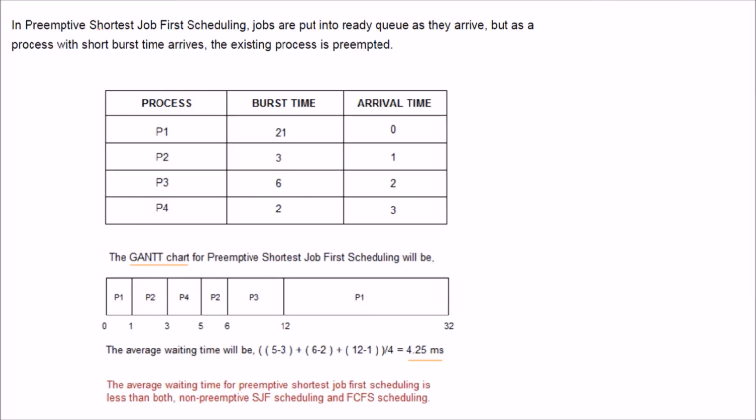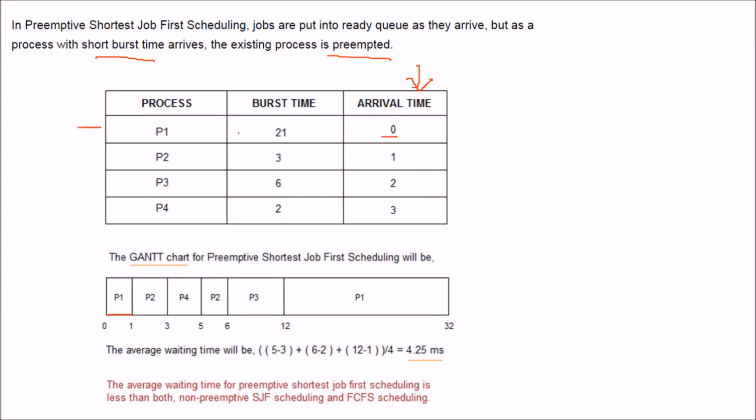So we can have preemptive shortest job scheduling also. Jobs are put into the ready queue as they arrive, but as soon as a process with a shorter burst time arrives, the existing process will be preempted. This is the column of arrival time which we have added. These are the burst times, the time these processes are going to take to complete themselves. At time 0, nothing is there, only P1, so P1 will remain here.